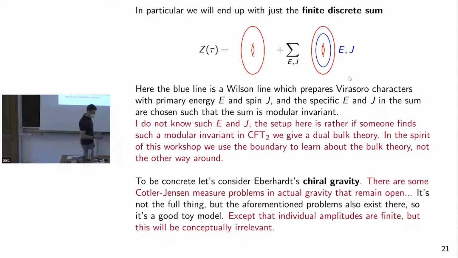Now, of course, I'm overselling a little bit. I'll only talk about this chiral gravity that Lawrence discussed today. I think it should also work for the full 3D gravity, but there's still some problems with the Cotler-Jensen measure that we haven't been able to solve yet. So it's not a full thing, but the aforementioned problems also exist there. So I think it's still a good toy model. In principle, there's still a sum over all 3-manifolds, and there are still divergences in the individual sums over them.